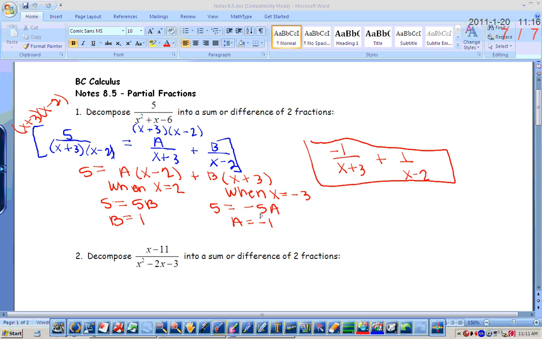Okay, now the reason this is helpful is that we can't really integrate the original problem, 5 over x squared plus x minus 6. A lot of times when we have a denominator, we would want to let u be the denominator and hope that it turns into a natural log. But the derivative of x squared plus x minus 6 is 2x plus 1, and I don't have that. But could I integrate negative 1 over x plus 3? Sure, that's a natural log integration because the derivative of x plus 3 is 1. Okay, we'll get to the actual integrating part in just a second.